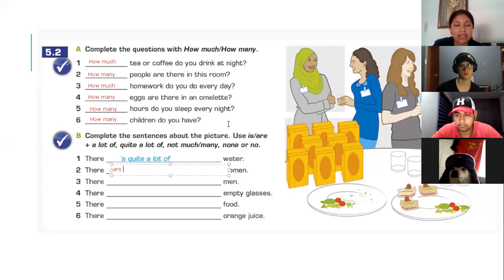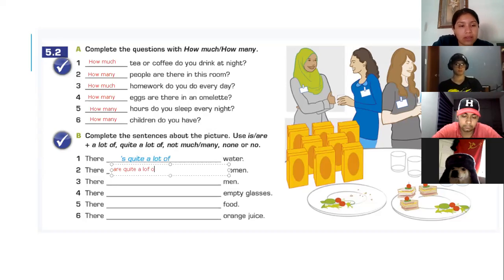Which of the expressions in this exercise, a lot of, quite a lot of, not much, not many, none or no, works better? The negative ones absolutely are out of my answers, right? So I have between a lot of and quite a lot of. Which one do you think works better? Quite a lot. Could be quite a lot. Quite a lot of women. Okay, entonces vamos with number 3. There are men. Look at the picture.